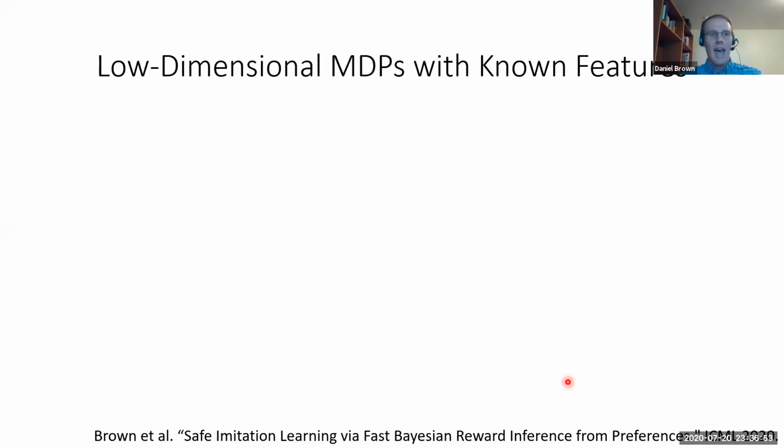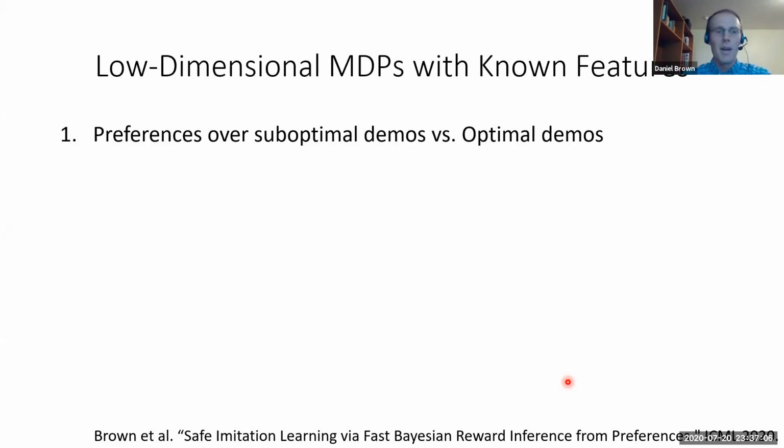Okay, so we also looked at this idea of an ablation. What if we have a low dimensional MDP with known features, and we still run this ranking-based reward extrapolation to get our posterior? How does that compare against just a standard Bayesian IRL approach? We looked at 3 different cases.